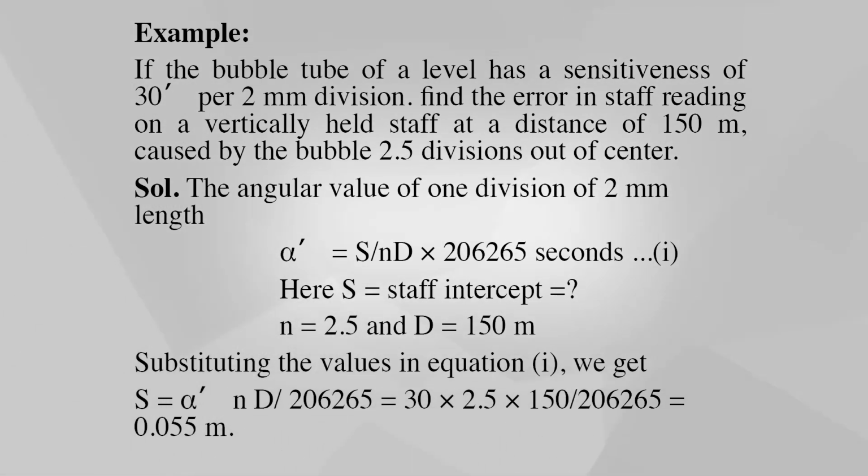So, we will put these values and find the staff intercept as alpha dash Nd divided by 206265. Alpha dash is 30, N is 2.5, D is 150 meter. We will put these values and we will find the staff intercept as 0.055 meters.